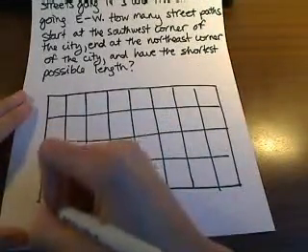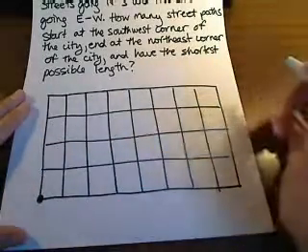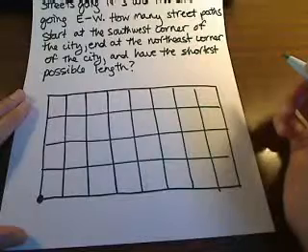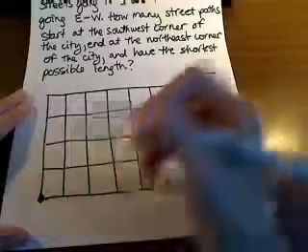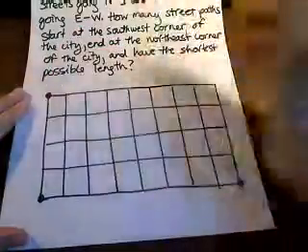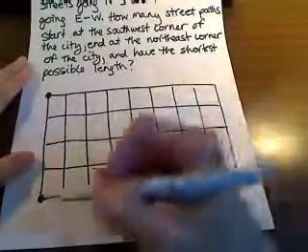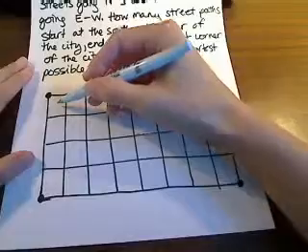And our goal is to move from this corner, which is the southwest corner, or let's see, they want to start at the southwest corner, so that's actually this corner, sorry about that, and then move to the northeast corner. Okay, so we're trying to move from here up to here.